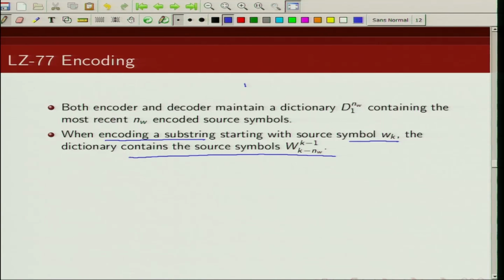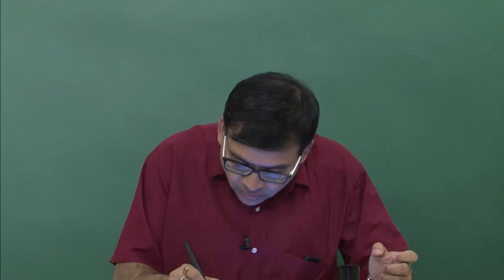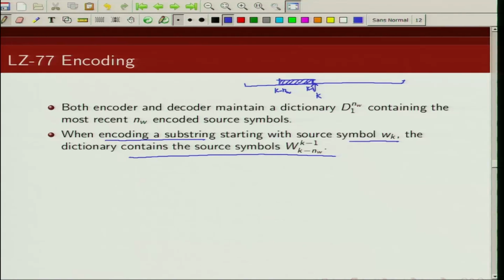So if you have a string of bits, and let's say I am looking at the kth location, then from location K minus N_W to K minus 1, these bits are there in your dictionary. So this dictionary is of size N_W, and you are looking at the kth bit, which is W_K. Now how do you encode this string starting from W_K?